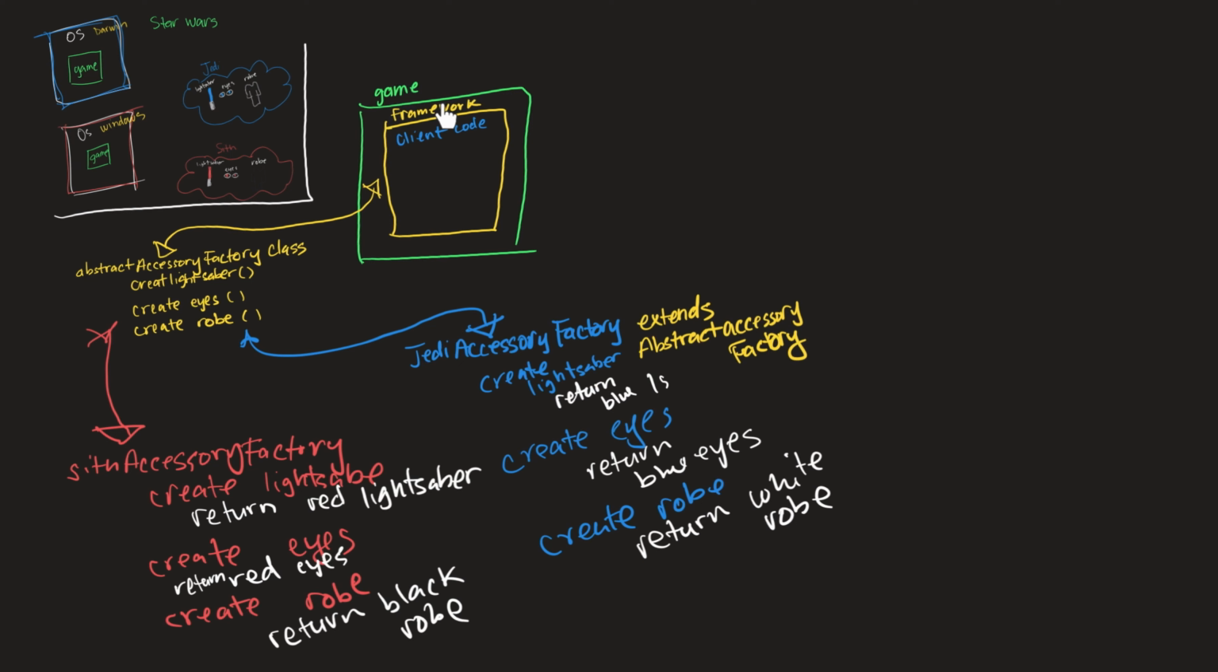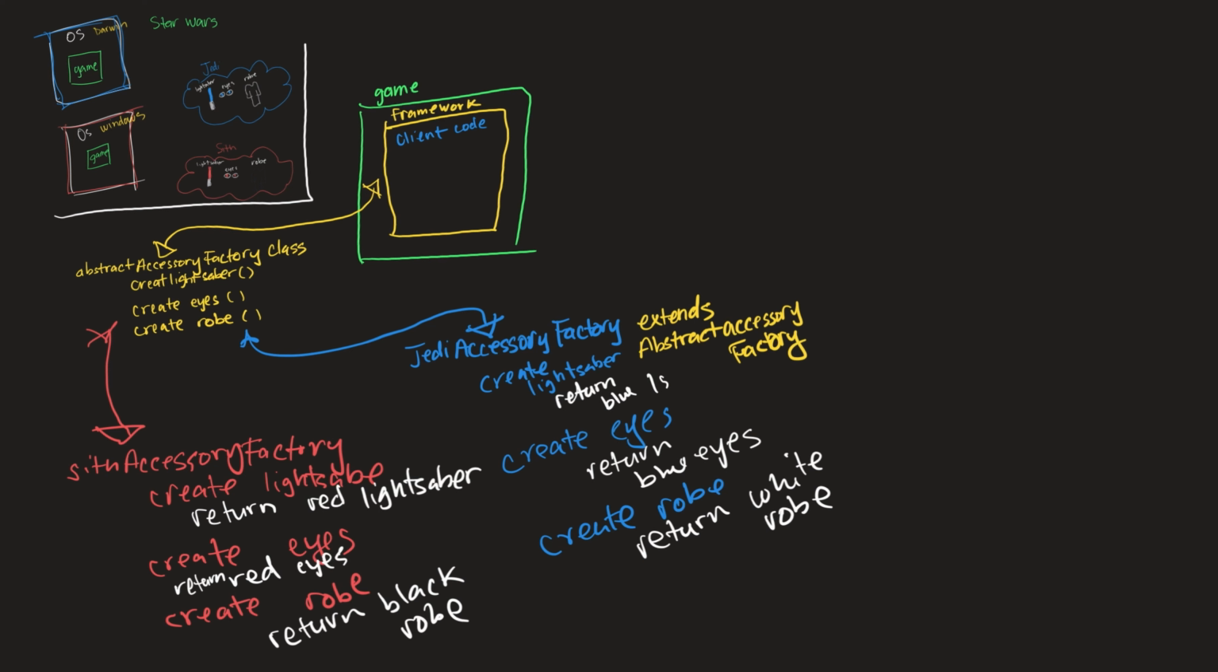And that factory is going to get passed to the client code, and then the client code isn't going to have to worry about what OS it's on or anything. It's not going to have to know about the underlying implementation details of the framework surrounding it. It's only going to have to know that it has access to this interface: create lightsaber, create eyes, create robe. And that's all it's going to use.